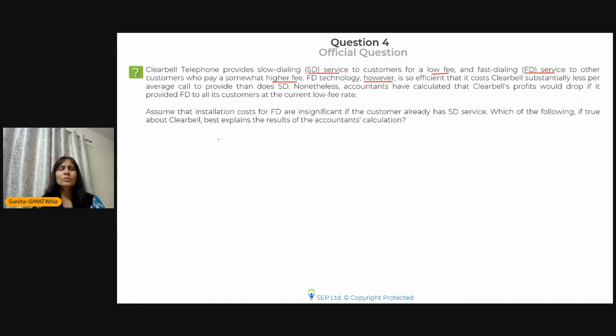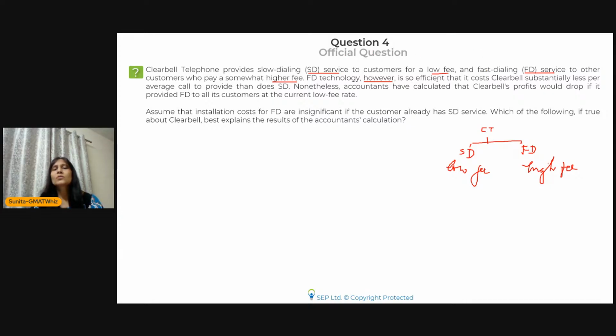I'm just going to write stuff here for our own benefit. So we have Clearbell Telephone, CT. It provides two services. We are talking about the SD service and the FD service. The SD service is low fee and the FD service is higher fee. Forgive the handwriting, guys.